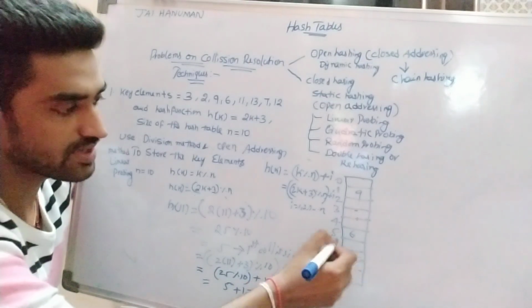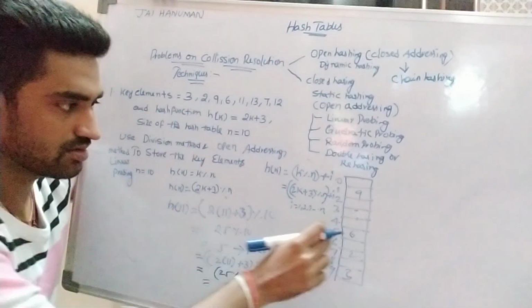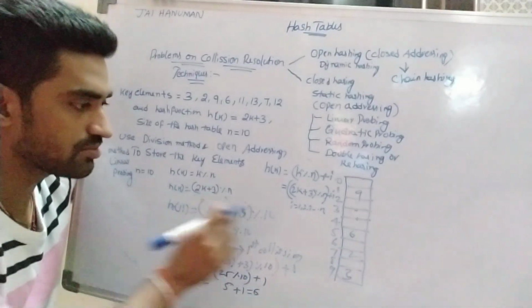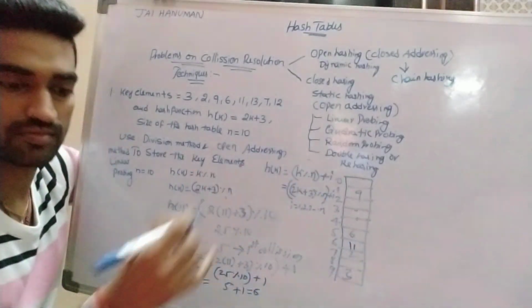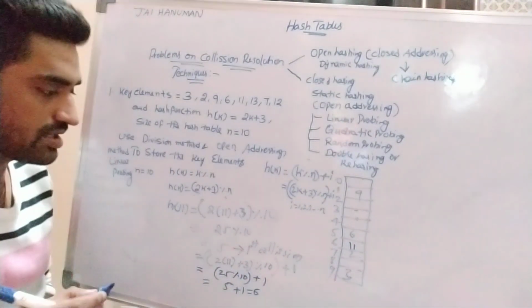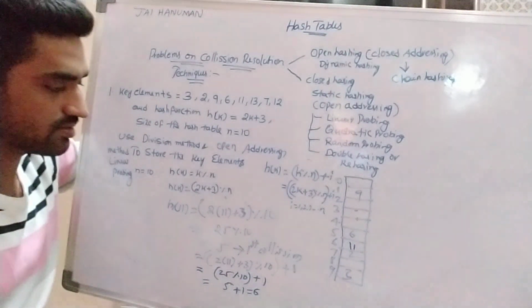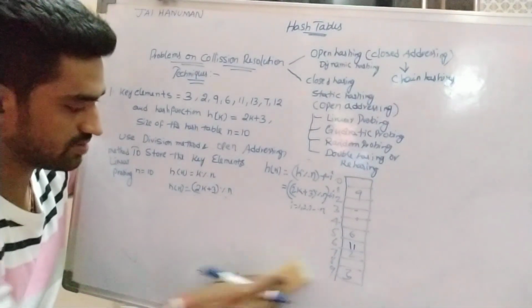So the sixth position is a vacant position, so there is no collision. Directly we are entering the key element 11 at the sixth position, right? So 11. Right? What is the next key value? H of 13.